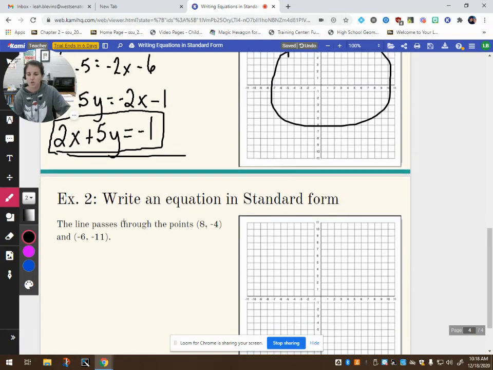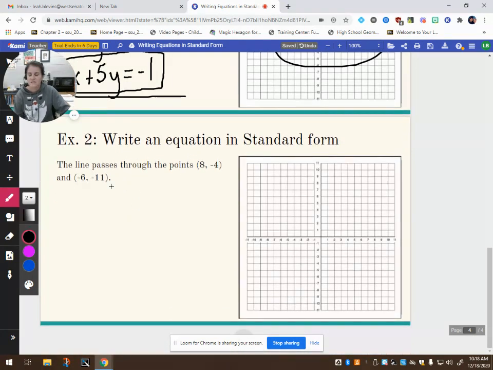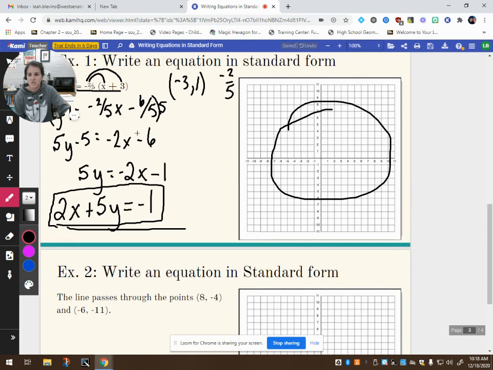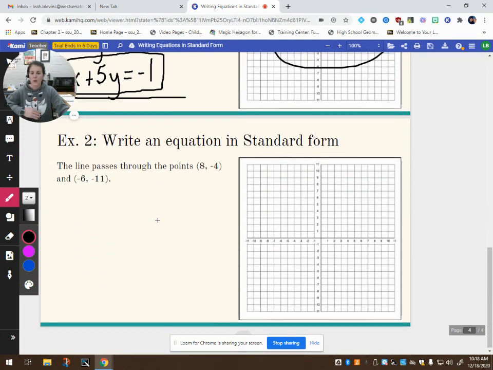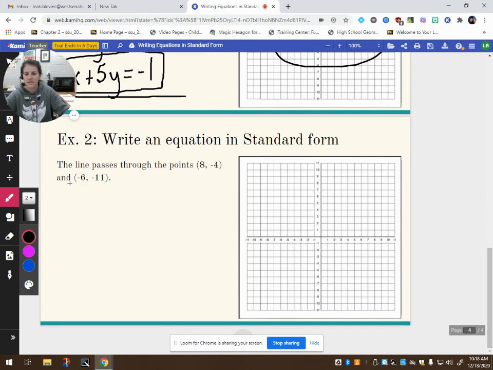Well, we know how to take 2 points and find the slope. We know how to write an equation in point-slope form, then, given the slope and the points, and we just took point-slope form and converted it into standard form. So probably that would be the best thing to do, right? Let's begin by finding my slope.